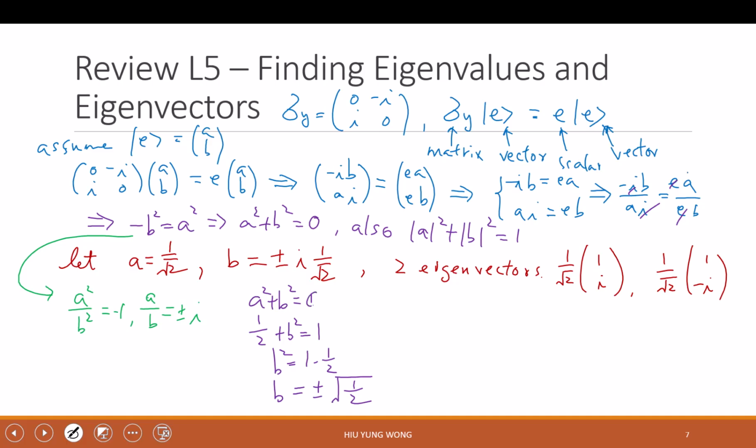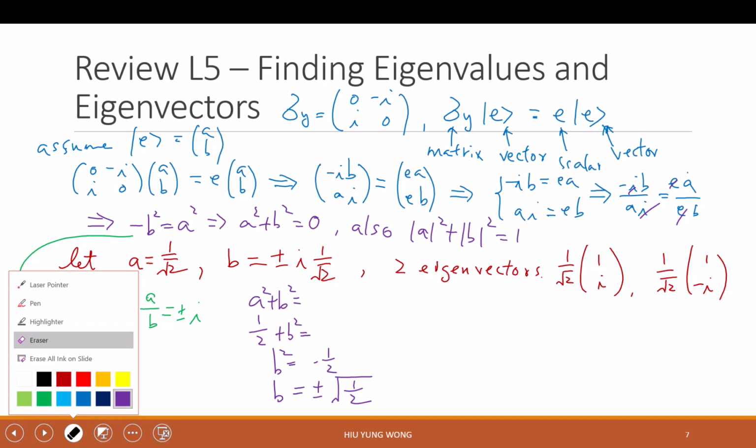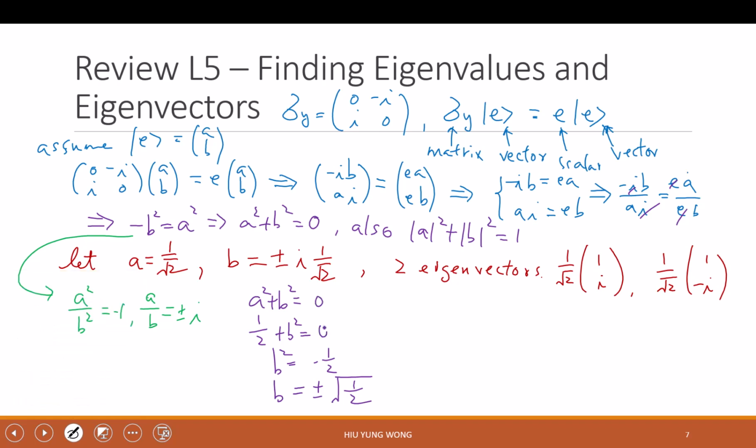Oh, I made the wrong mistake again. Sorry, I'm very sorry. So a squared plus b squared equal to 1. This is okay? You see that, right? Because when I take square root, I need to put plus minus. Okay.